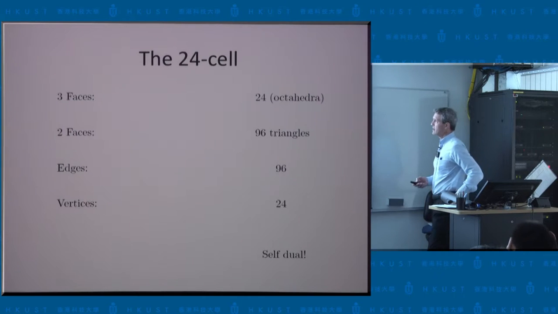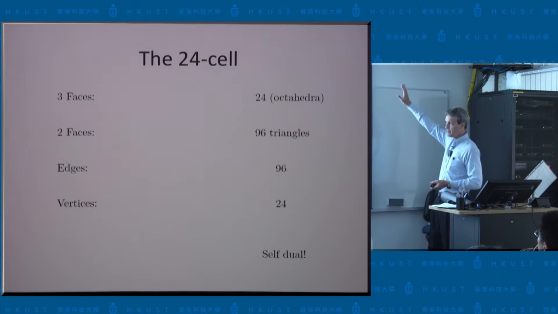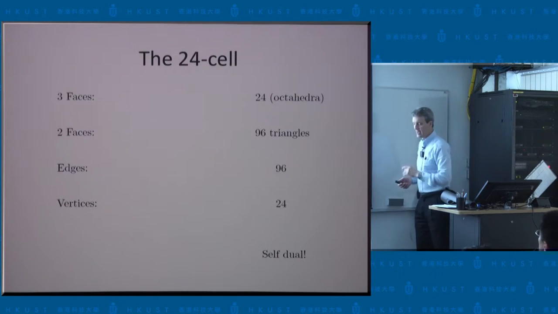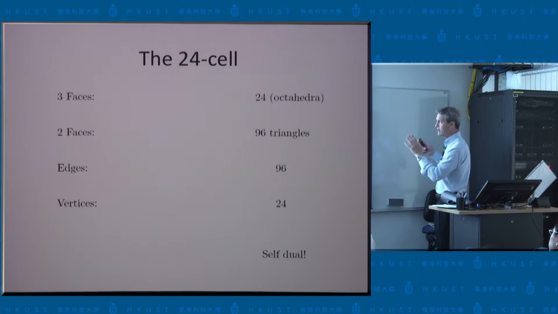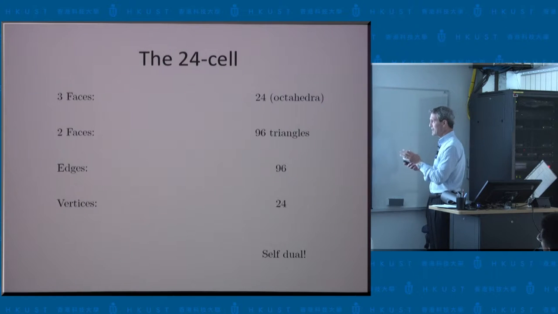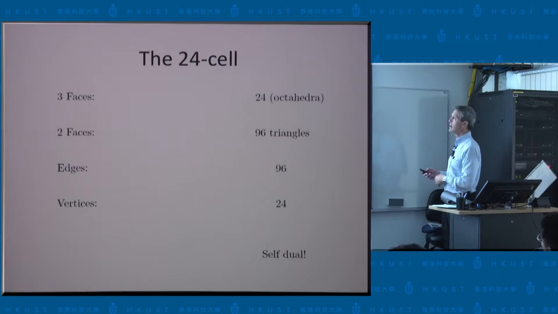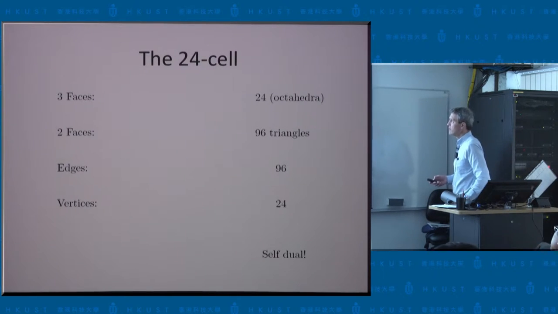What I really want to talk about is the 24 cell, which is an absolutely unique object in the universe. The five polyhedra that I put on the previous slide are all obvious analogs of their three-dimensional neighbors. But this guy here is the sixth one. It's sort of the odd man out. It has no analog in three dimensions. And it exists because of some remarkable coincidences that happen only in four dimensions. So in particular, it's self-dual. It has 24 octahedral faces and 24 vertices, 96 edges, and 96 planar faces.